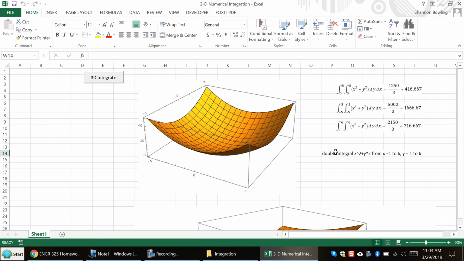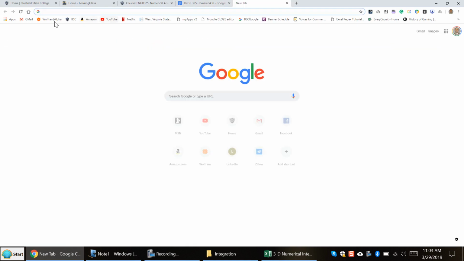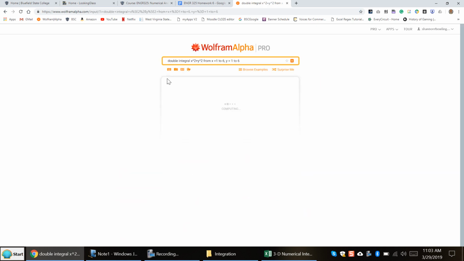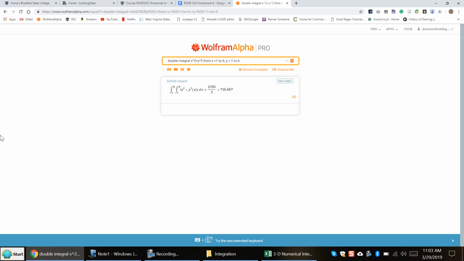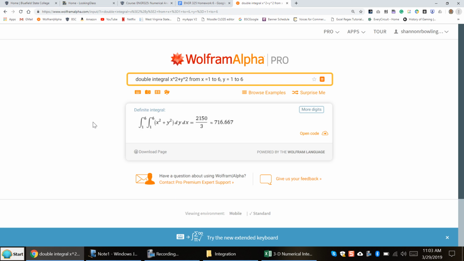Okay. If I'm not mistaken, the reason why I have this Control C is if I go into Wolfram Alpha, I think that's how you actually do a double integral. There's several ways to do it, but I think if you just actually type in the words double integral, the equation, and then from x, yeah, it does. So it's pretty smart. Okay. So that's how you would actually do it in Mathematica.